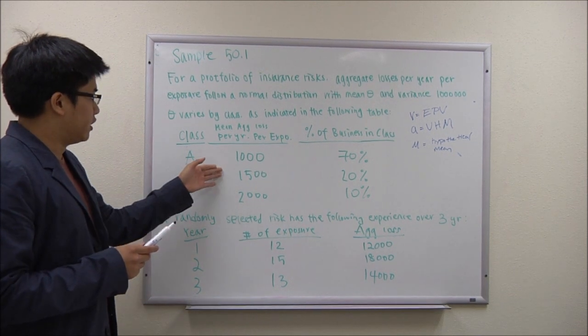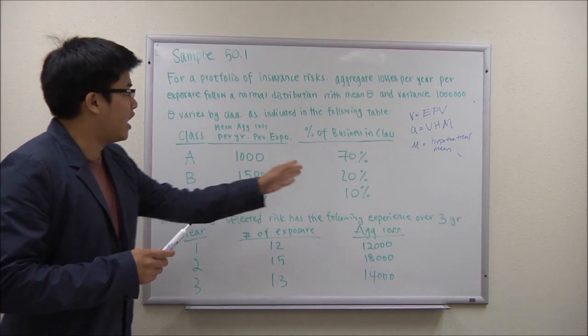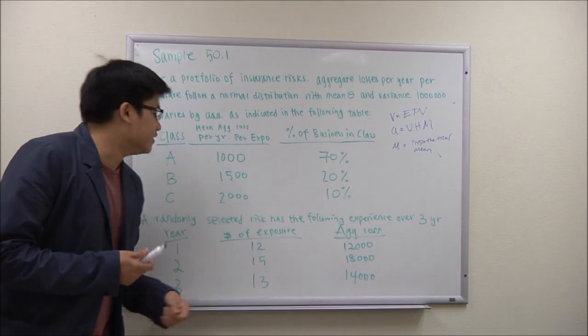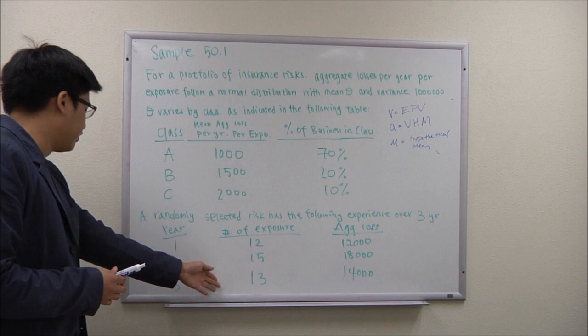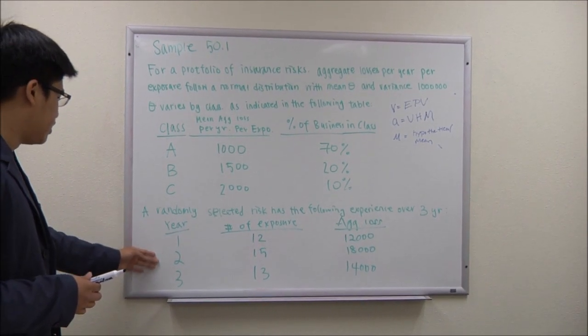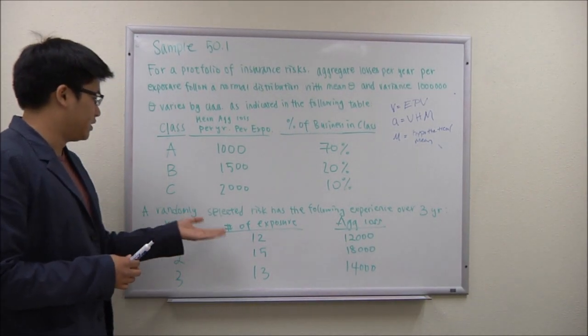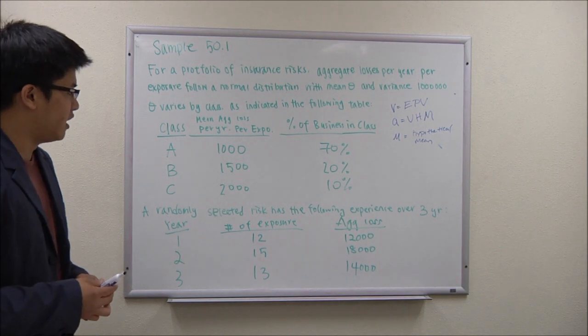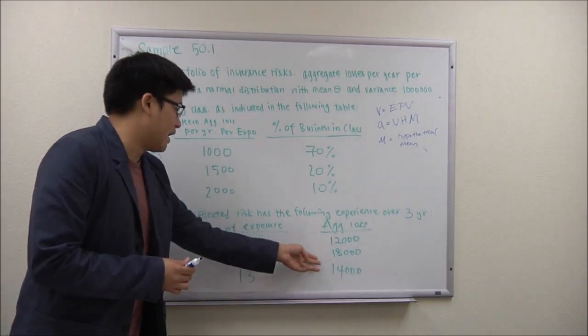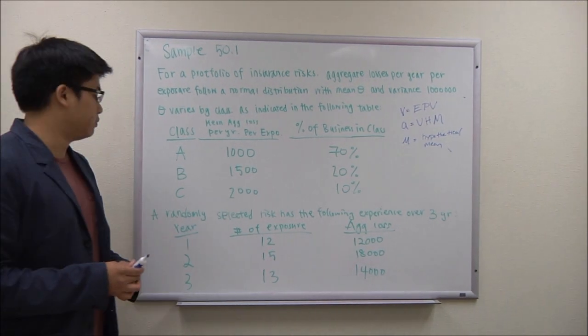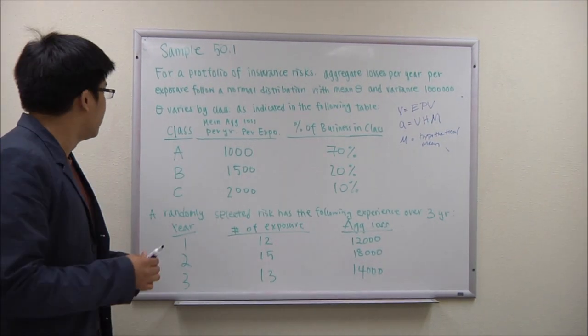Here you have your mean aggregate loss per year per exposure, and your percentage of business in the class. Since this is a Bühlmann-Straub problem, you also have your exposures down here, followed by the year. The exposures are from a randomly selected risk, and this is basically its 3-year experience. And for each year you have the aggregate loss for the sum of all the exposures.